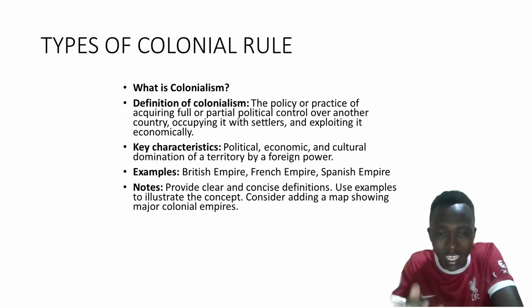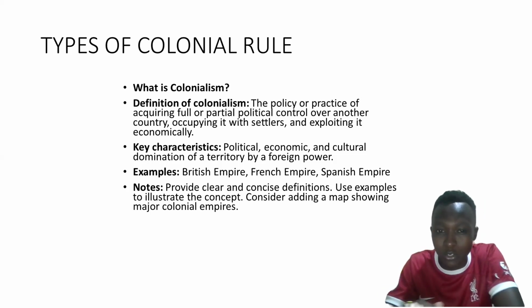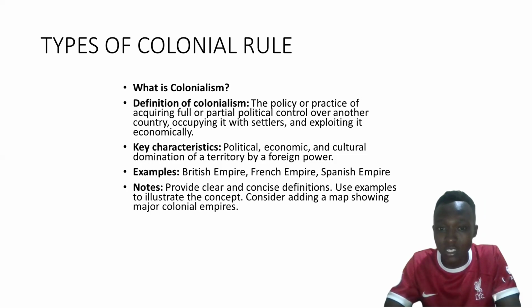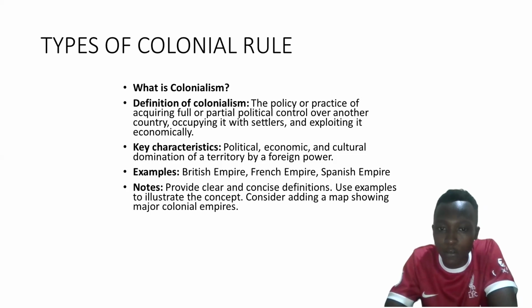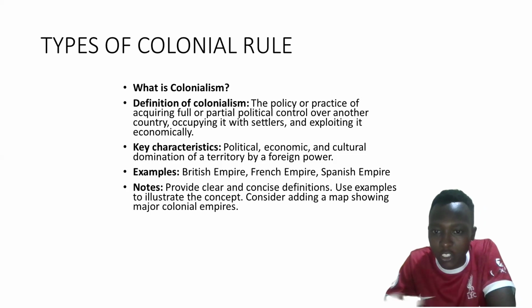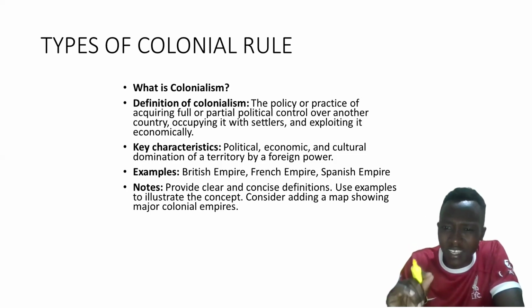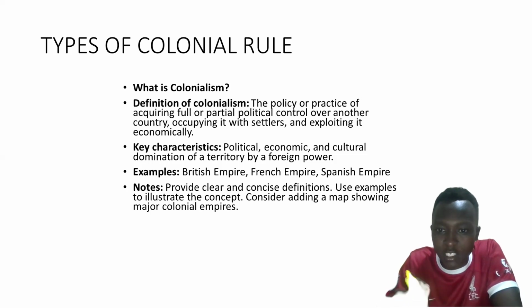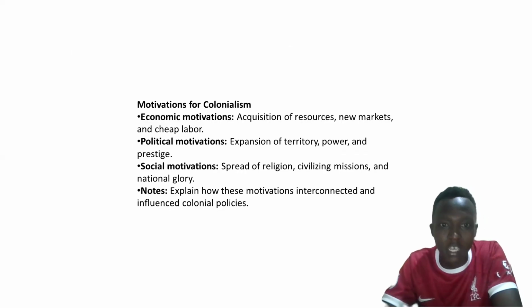As we have discussed what colonialism is, I want us to see the key characteristics. These occupying settlers always come with their own reasons. They have political reasons, economic reasons, cultural domination, and other things. Examples of colonizers are the British Empire, French Empire, Spanish Empire, and others. So we must provide a clear and concise definition. In your exam, I will be expecting detailed information. I need you to use an example and illustrate everything in detail.